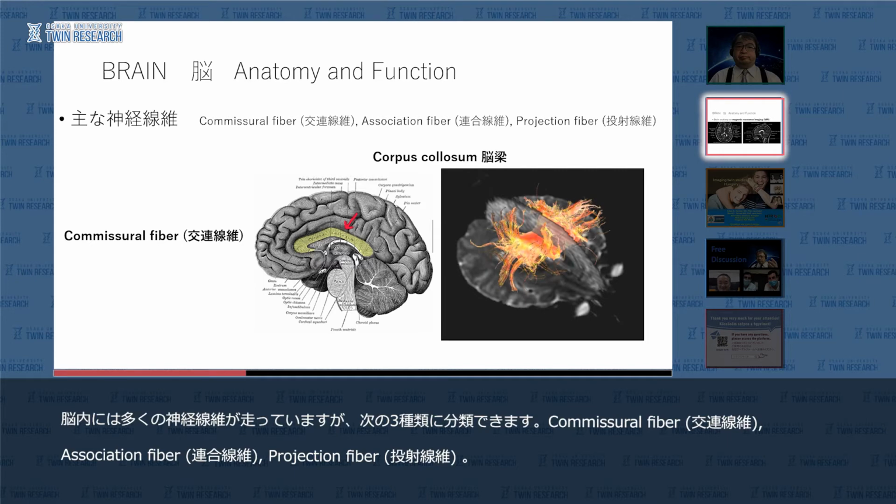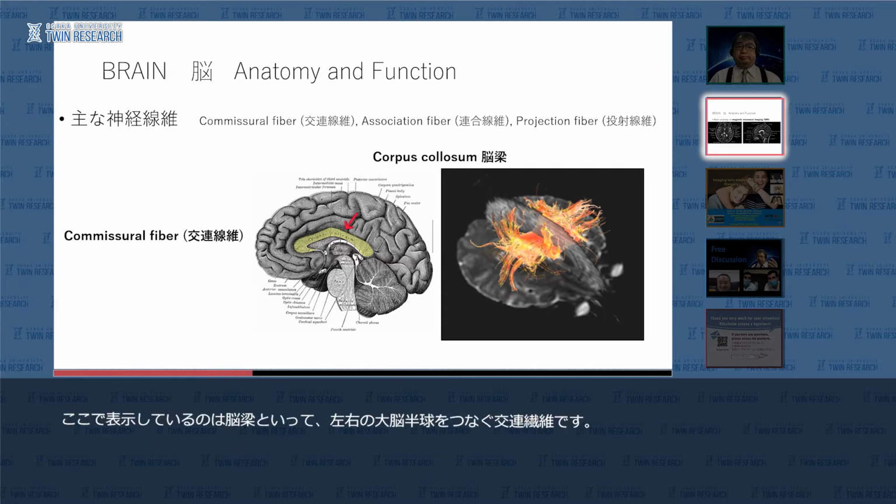In the brain, there are also numerous fibers connecting regions. They can be sorted into three kinds of fibers. They are commissural fibers, association fibers, and projection fibers. Here I will show the corpus callosum connecting the bilateral hemispheres, for example. The commissural fibers or transverse fibers are axons that connect the two hemispheres of the brain.